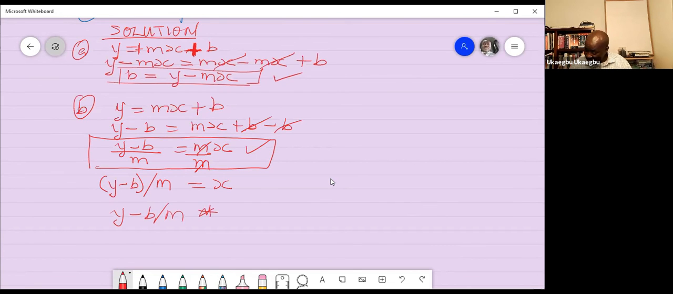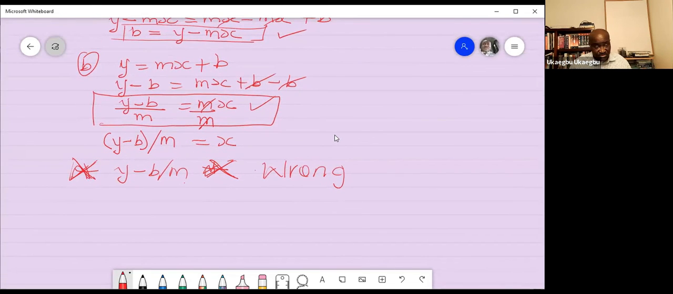This is wrong. It is wrong because what this means is you are dividing only b with m. That's why this one is wrong. On the other hand, if you want to type it, you can also type it this way: y divided by m minus b divided by m equal to x. This is correct. So this one and this one are exactly the same thing. Am I making sense now?